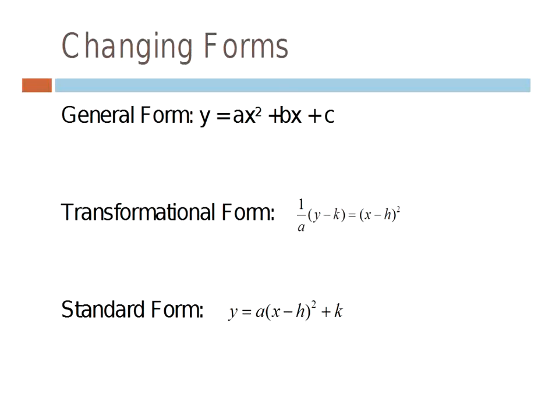So now we're going to quickly take a look at changing forms. We have a general form here that we've talked about, transformational form, but now you can also have standard form. And standard form is simply when we take transformational form and solve for y. So you can see I multiplied both sides by a and added k, and that's what I get here.